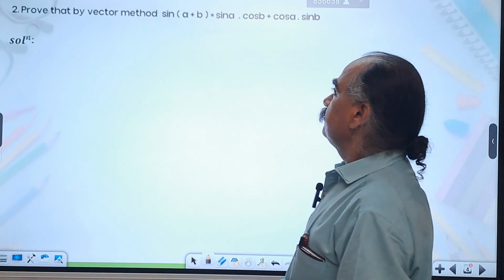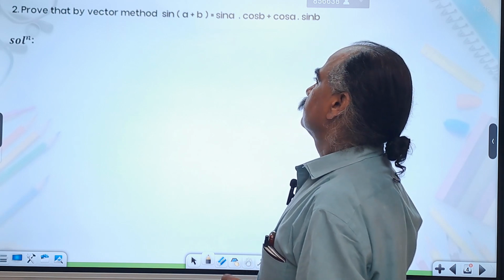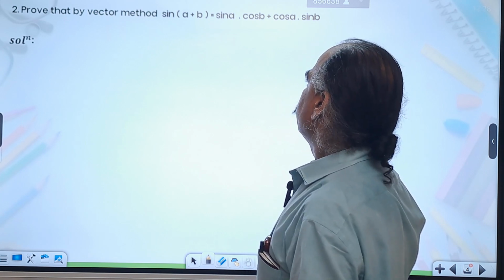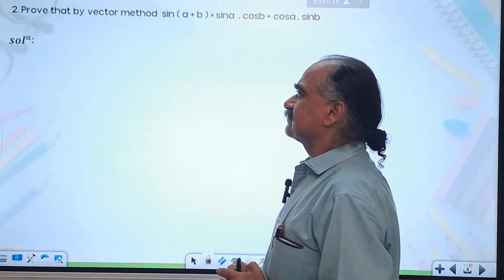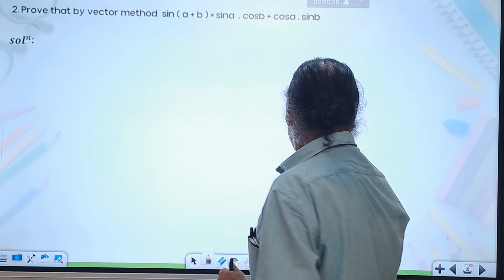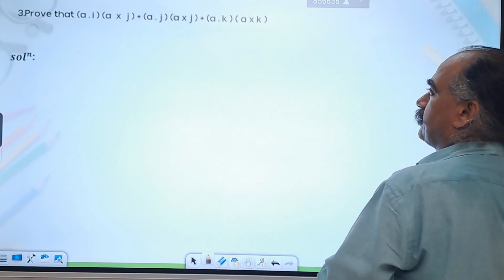See the next problem. Prove by vector method sin A plus B, sin A cos B plus cos A sin B. Not only this, I will prove all 4 properties.